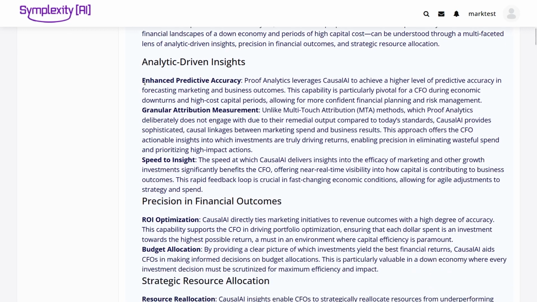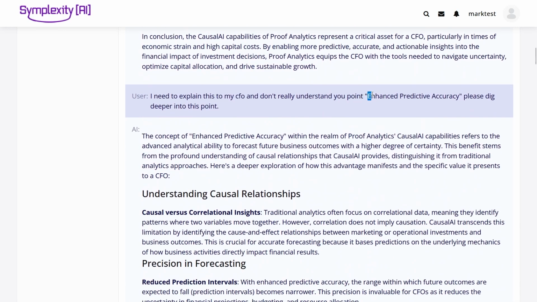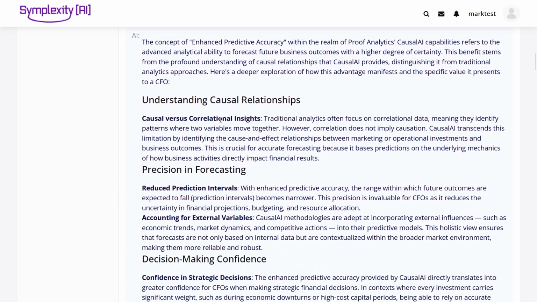Now, what we did next is I keep drilling down on the first point here. So I'm going to ask it about that enhanced predictive accuracy and dig into it deeper because I need to explain this to my CFO. Okay, cool. Here, we're going to go down, simple English question, robust response back. And again, this is very specific. This is really hard for even the human mind to grok and to come up with. This is situation-specific, a dimension of value, a persona, and a single capability.